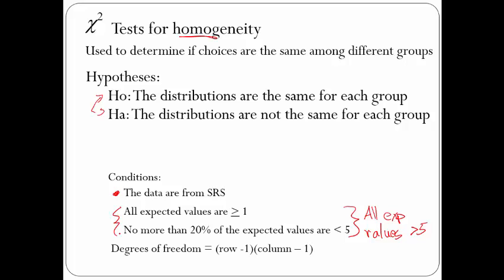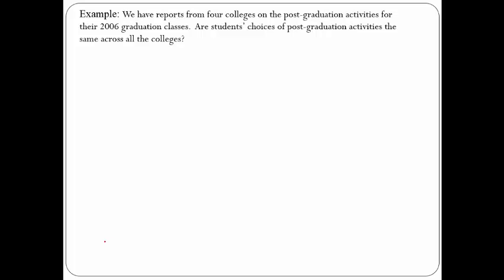Degrees of freedom is going to be slightly different because we have a two-way table. You take the number of rows minus 1 and multiply that times the number of columns minus 1. So here's an example. A report on 4 colleges covers the postgraduate activities of their 2006 graduating class. Are the students' choices the same across all colleges?